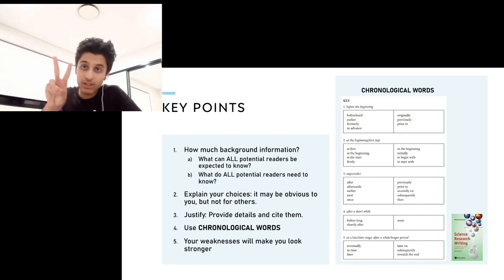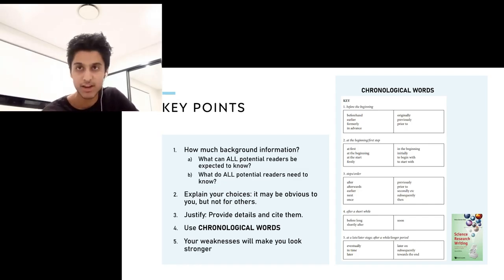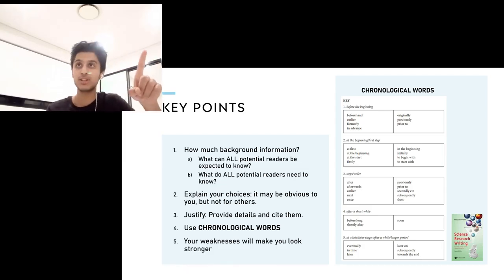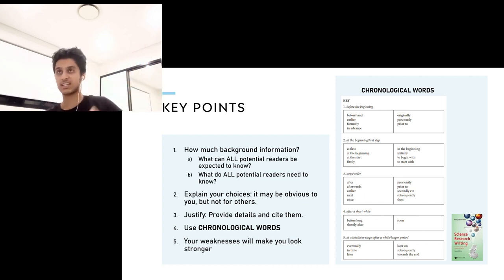So there are two things you have to consider when providing background information, to ensure that you don't give too much detail and not too little detail. What can all potential readers be assumed to know about this method in general? And what do they all need to know in order to understand your specific method? So you need to find that sweet spot between them. Where can I provide background information that's not too much or too little?